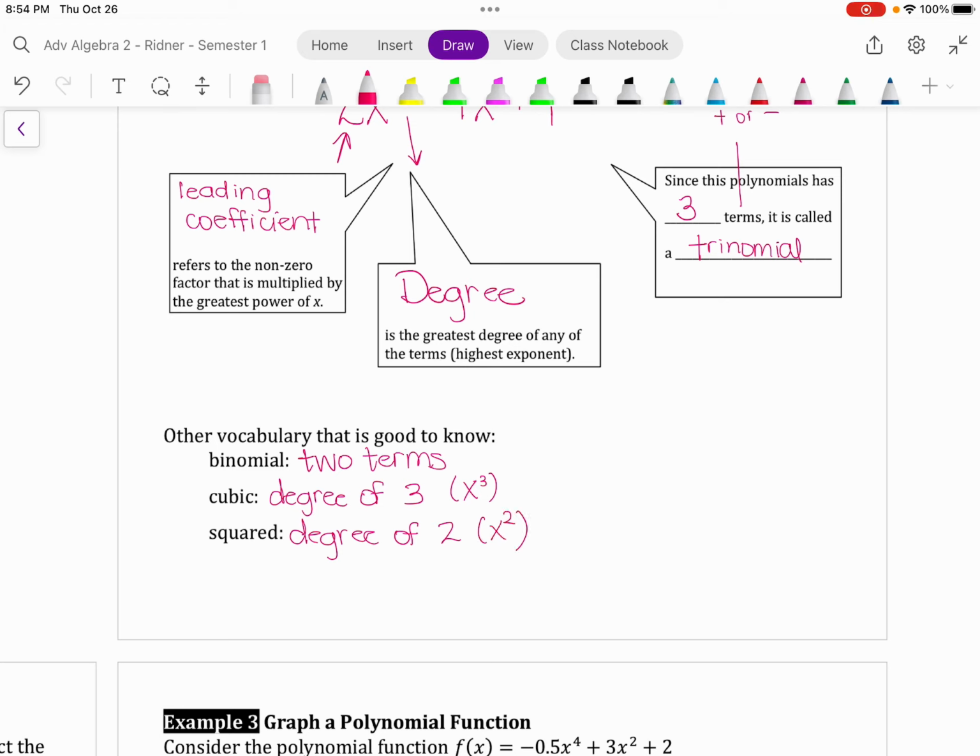So these are the big words that you should know. Leading coefficient, degree, polynomial, trinomial, binomial, cubic, and squared. And standard form. Don't forget what that is either.